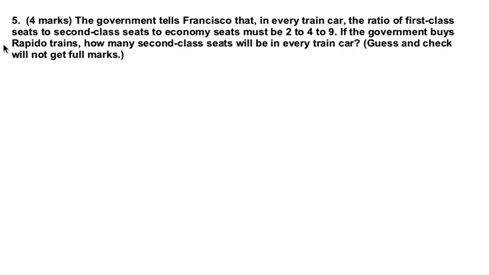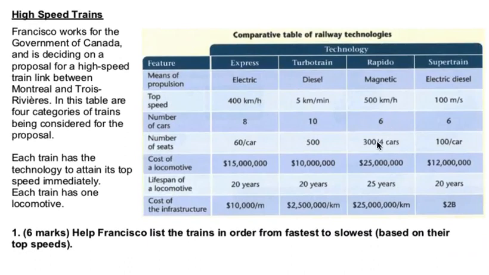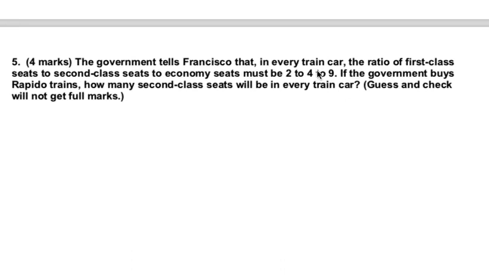And it's telling me here that I can't just guess and check. I can't say, well, 2 to 4 to 9, does that add up to the total number of seats I'll have in the train car? Well, let me see. Rapido trains, if you're looking at them, there's 300 seats for every 4 cars in the Rapido train. That means 300 divided by 4, that's 75. That means I should have 75 seats in a car. If I do 2 plus 4 plus 9, I don't get to 75. I only get to 15.